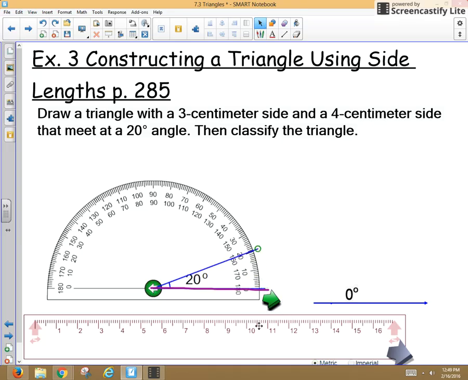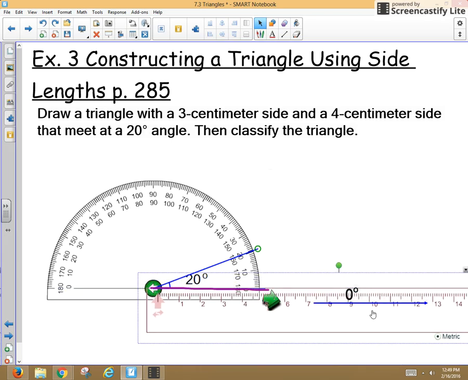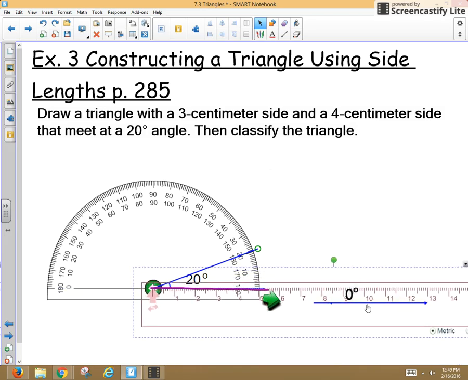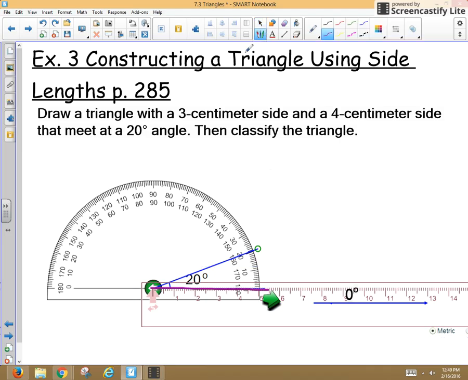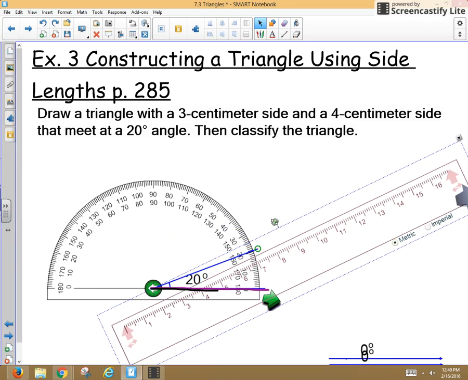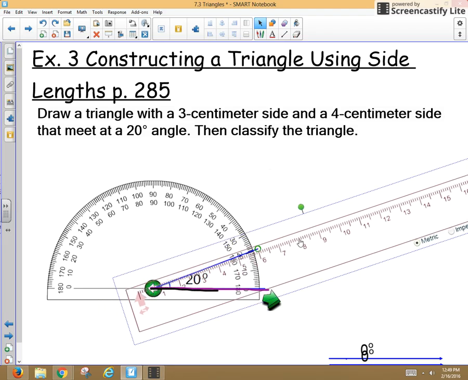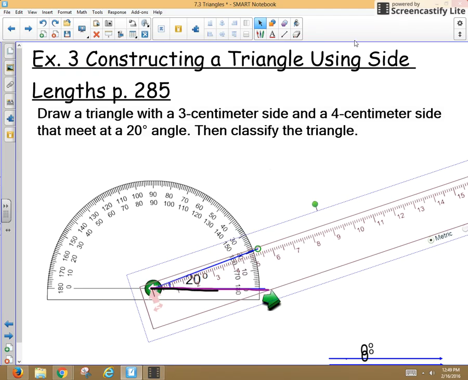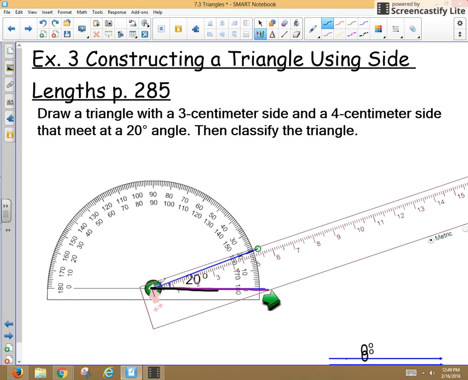Now I'm going to pick up my ruler, and it says one side has to be 3 centimeters. So I start at the vertex point, and I'm going to create one side that's 3 centimeters. I'll do it in black. 1, 2, 3. And I'm going to pick up my ruler again, and I'm going to draw another side that's 4 centimeters. So I'm going to tilt it, line it up. Here's 0, 1, 2, 3, 4. I'm going to draw it in black. There we go. It's not quite perfect, but it's close.